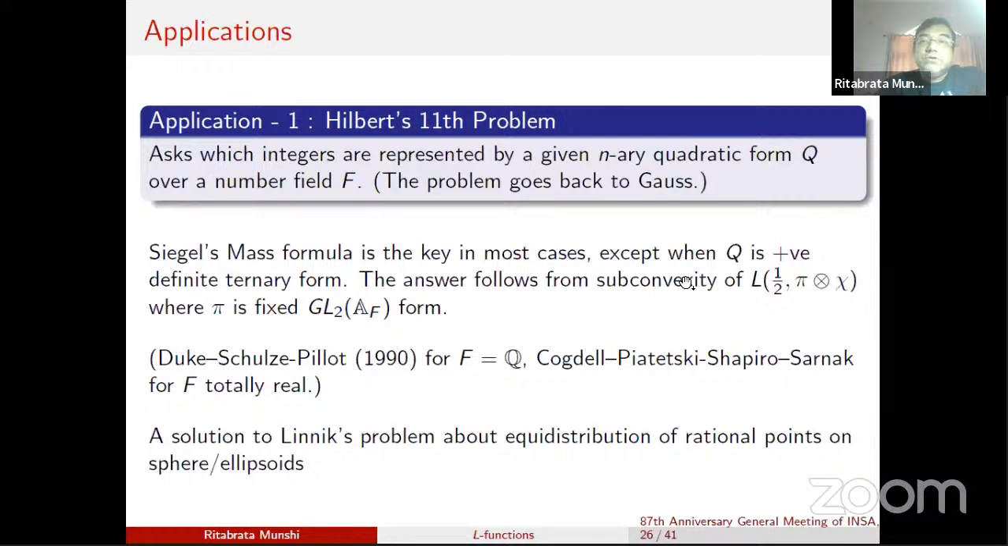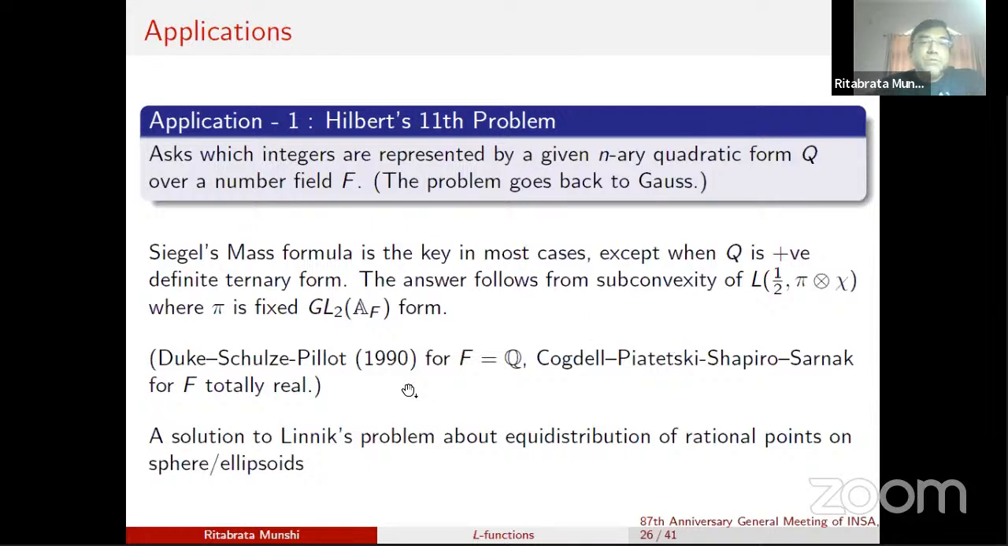And you can show that here the problem is actually related to the subconvexity problem of certain L-function. And this L-function is basically the modular form L-function that I mentioned. So it's basically a fixed modular form L-function twisted by a Dirichlet character, and you want to get the subconvexity with respect to the modulus of the Dirichlet character. It's simpler than getting subconvexity in the level aspect.